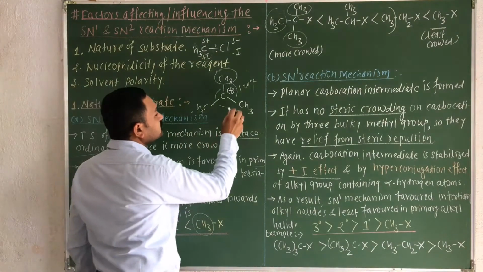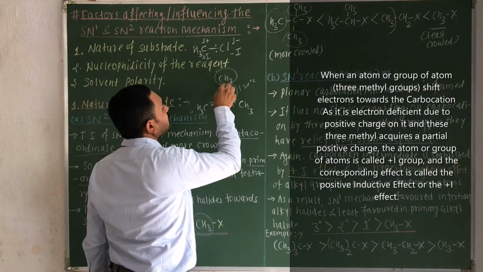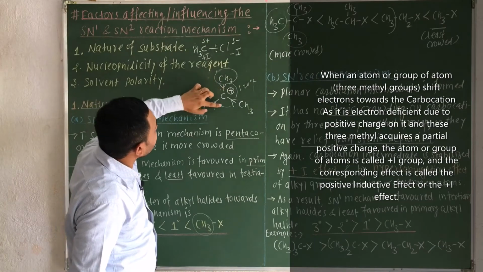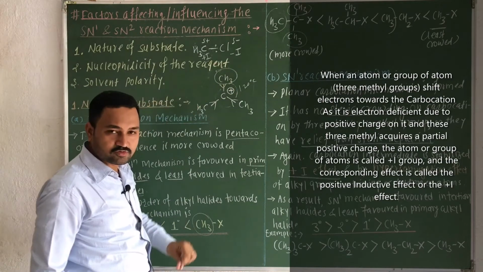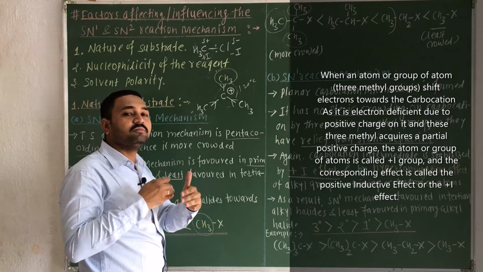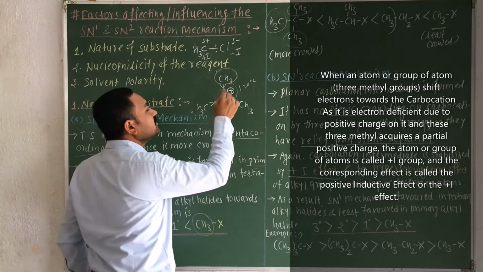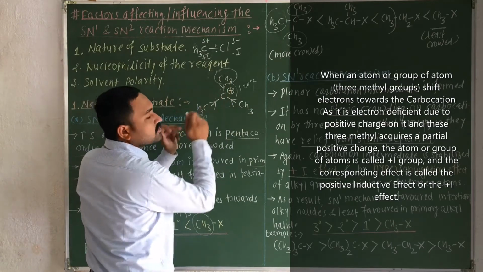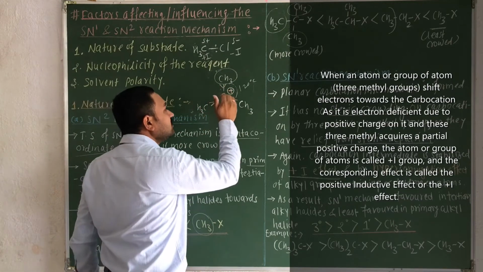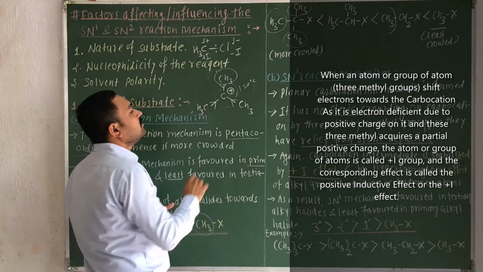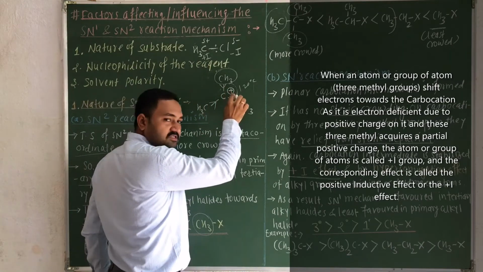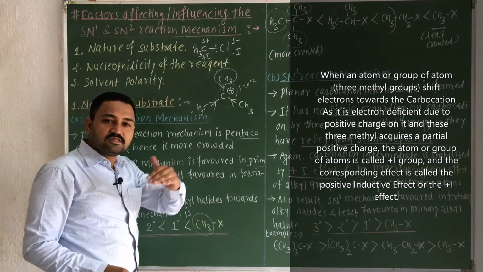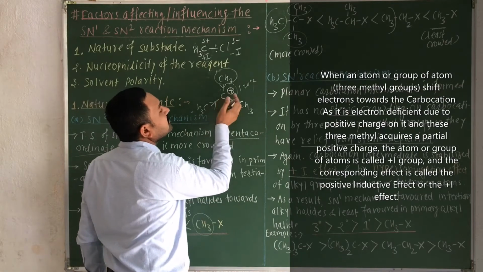And if these 3 methyl groups release electrons to the central carbocation, the central carbon atom having the positive charge, that carbon atom will become stable, as it is already electron deficient. Since these 3 methyl groups are releasing electrons, its electron deficiency is decreasing. Because these 3 bulky methyl groups release electrons towards this carbocation, it becomes stable.